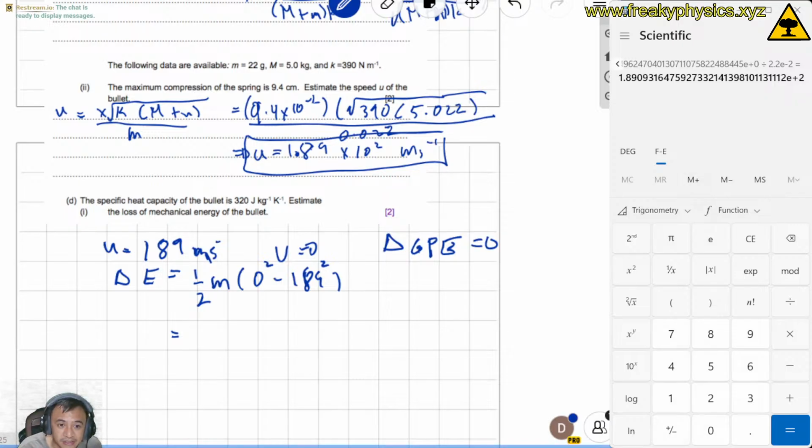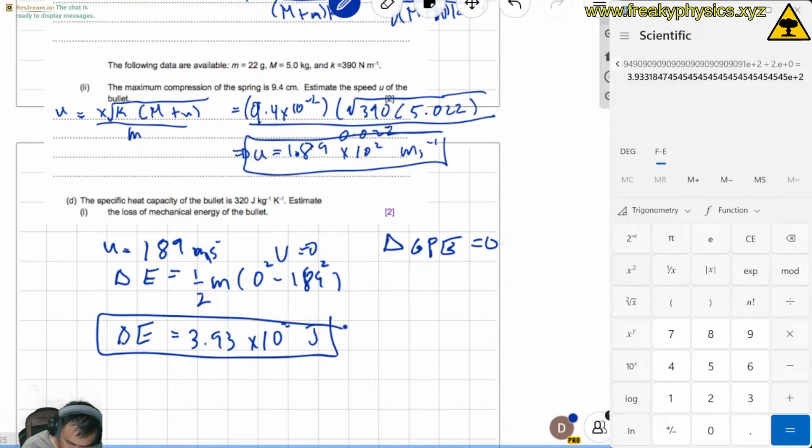From here, just put the values in the calculator. We square this, and then what's the mass of the bullet? 22 grams, so times 0.022, and then divided by 2. That gives us a change in energy equal to 3.93 times 10 squared joules. That's how much energy the bullet lost, more or less.